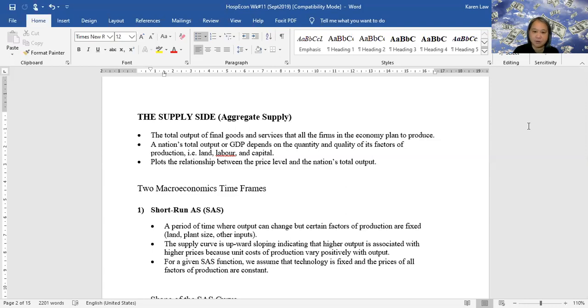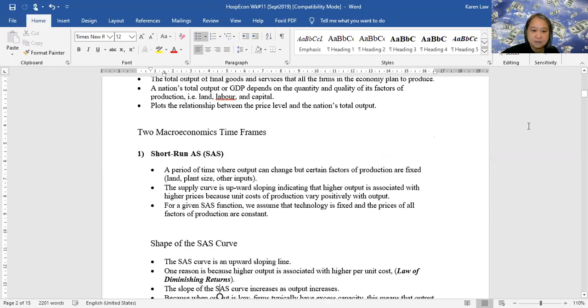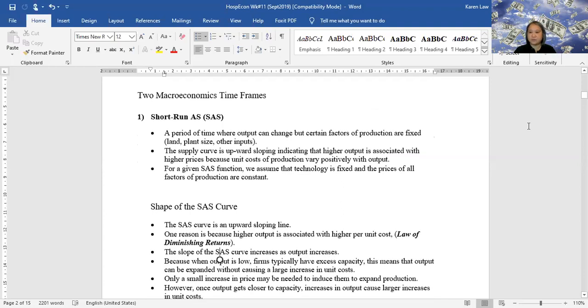But let's just talk about our aggregate supply and explain why our short-run supply curve is upward sloping and why our long-run supply curve is vertical. So we just need to get that out of the way here. The difference between our micro framework and our macro framework is that in macro, when we're dealing with supply, there are actually two time frames. There is the short run and there is the long run. And our short run supply curve is shaped differently than our long run supply curve.